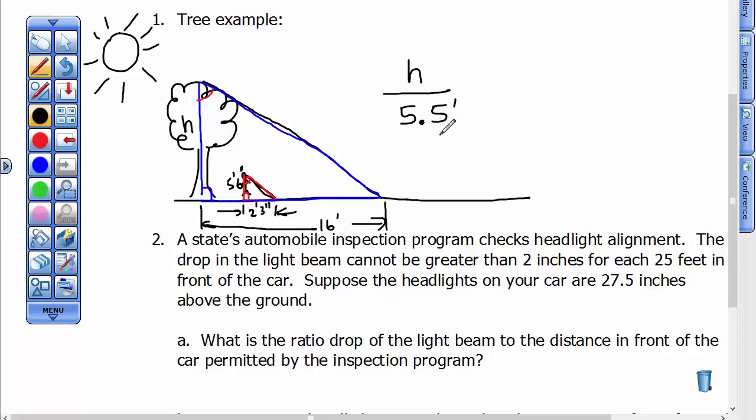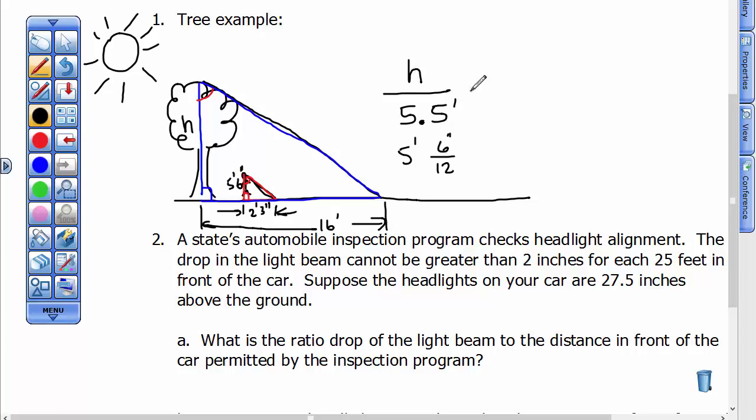So be careful. A lot of people would call 5 foot 6 inches 5.6, but there's 12 inches in a foot, and so if I'm 5 foot and I'm 6 inches, I've got to divide that by 12, and 6 divided by 12 is a half, or 0.5. All right.